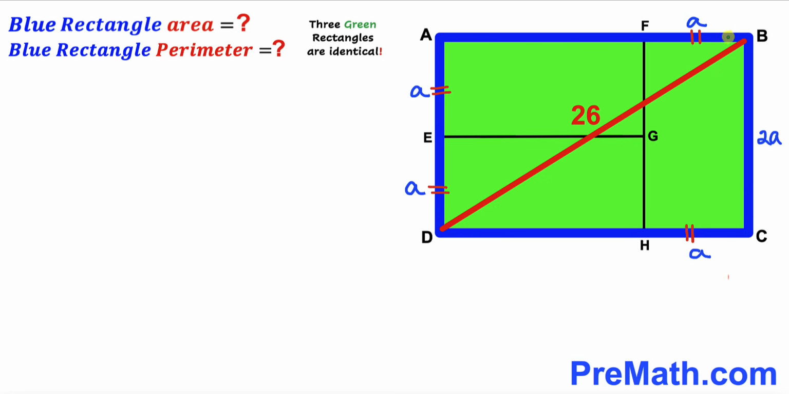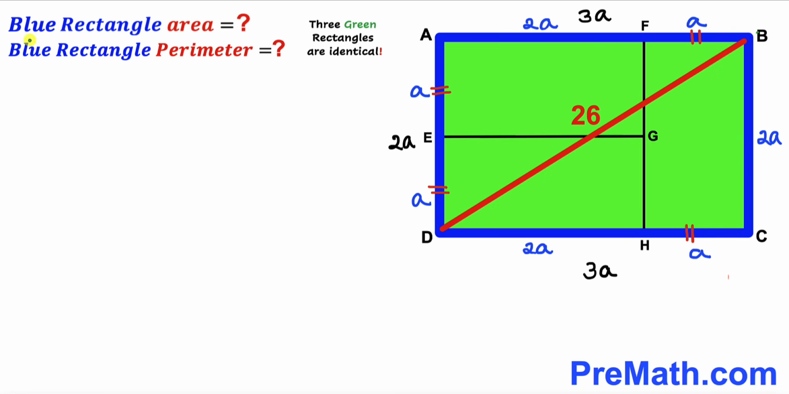And since this length of this green rectangle is 2 times a, this length AF is going to be 2 times a, and this DH length is going to be 2 times a as well. So therefore this whole CD length is going to be a plus 2a, which gives us 3 times a, and likewise this AB length is going to be 3 times a as well.